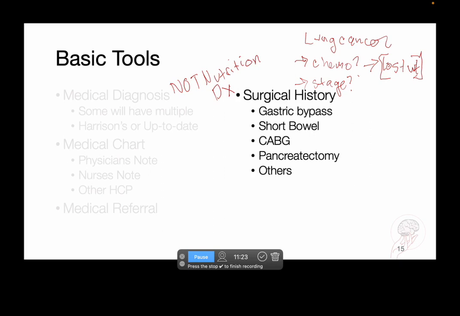And also their surgical history. So did they just have some sort of surgery? Maybe they had lymph nodes removed. That's going to change what they can eat. And we also need to look at their drug history. So drugs like opioids will decrease appetite. So that might be related to weight loss.